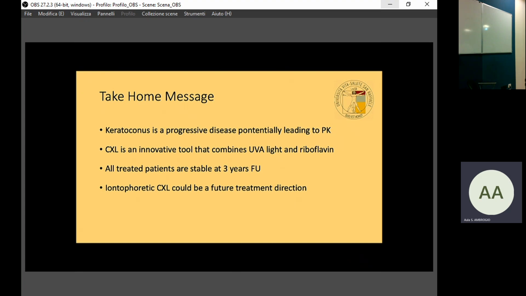So just to sum up, to have an idea in general of the procedure: keratoconus is a progressive disease which typically occurs between the 2nd and the 4th decade. It is leading to penetrating keratoplasty in a large number of patients. The introduction of cross-linking was a true innovation. It combines UV light and riboflavin in order to stop the progression of the disease. This is the data for 3 years, but I can tell you that also after 10 and 15 years, the data is really good, and only around 10% of patients progress to an advanced stage of keratoconus. Also, iontophoretic cross-linking could be a future treatment direction in order to improve the limitations that we said before.